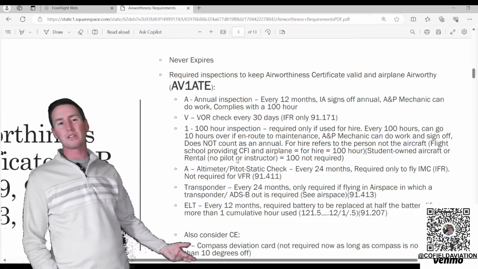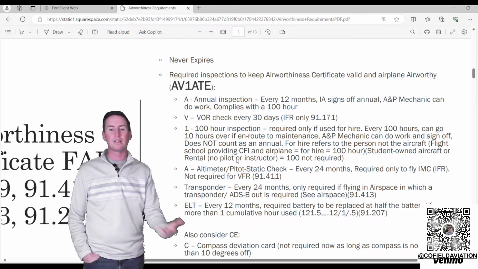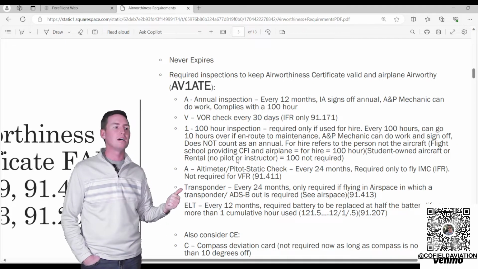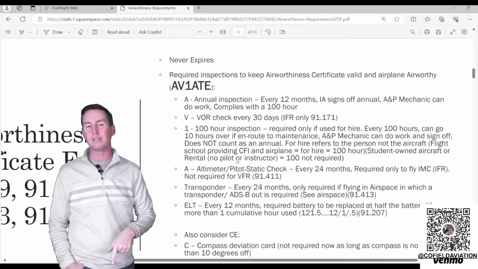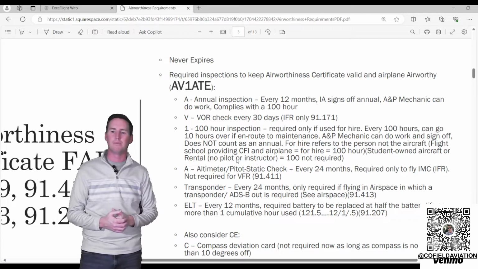So let's just say you go over by 5 hours. So the 100-hour inspection was done 105 hours from the last time. The next 100-hour would be due in 95 hours. So they don't give you any extra credit there.